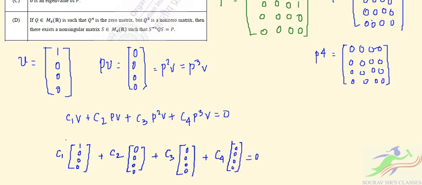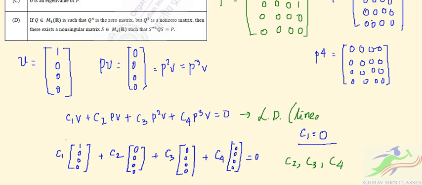So from here you can see that only the C1 value, the coefficient for this, is equal to 0, and we don't have any information on the values of C2, C3, C4. So if the equation becomes 0, we can say that it is linearly independent. But in our case, it will be linearly dependent. So this is not LI, this is LD, that is, linearly dependent.